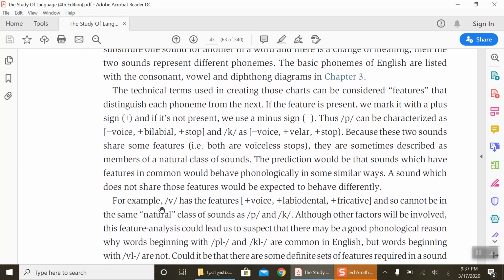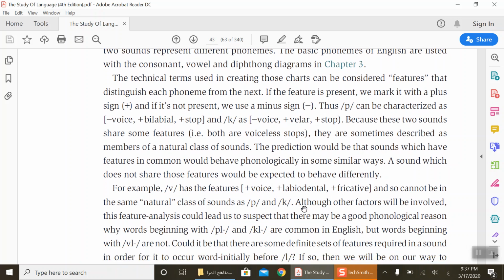Here we have another example, for the V sound. You see here, etc.